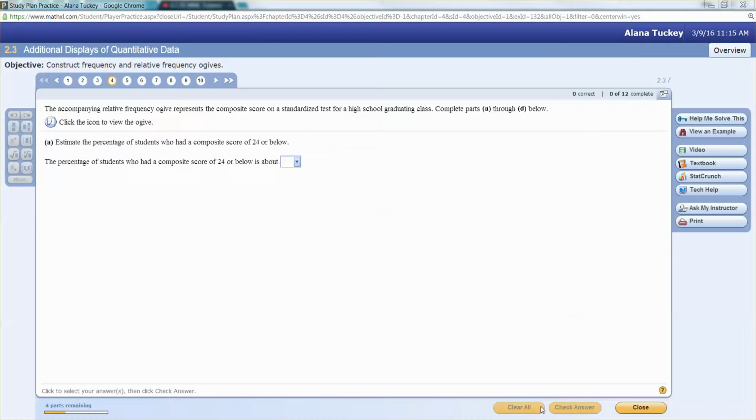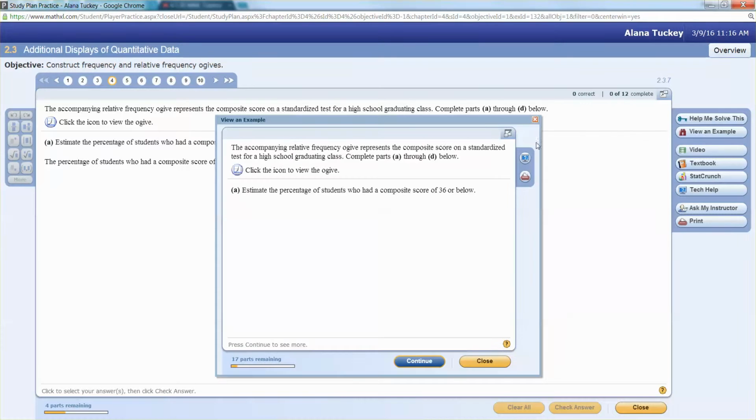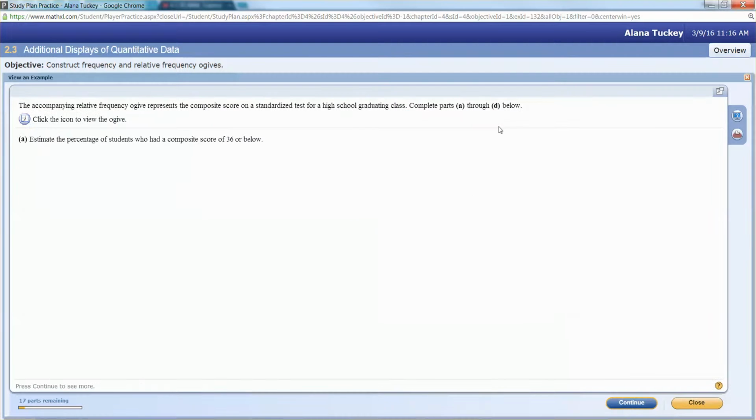I've received some questions about this problem in MyStatLab, which is 2.3.7. You can see it in the top right corner. Of course, where it shows up in your homework, nobody knows, because that changes from semester to semester, assignment to assignment. So I'm going to click View an Example, and we're going to go through this example.